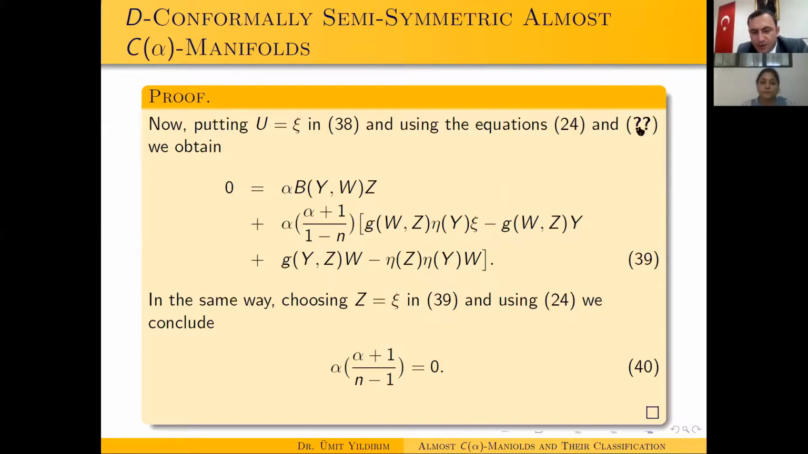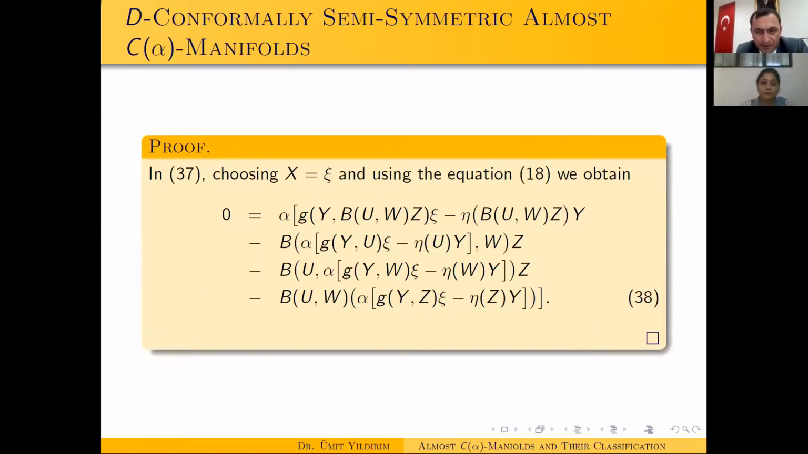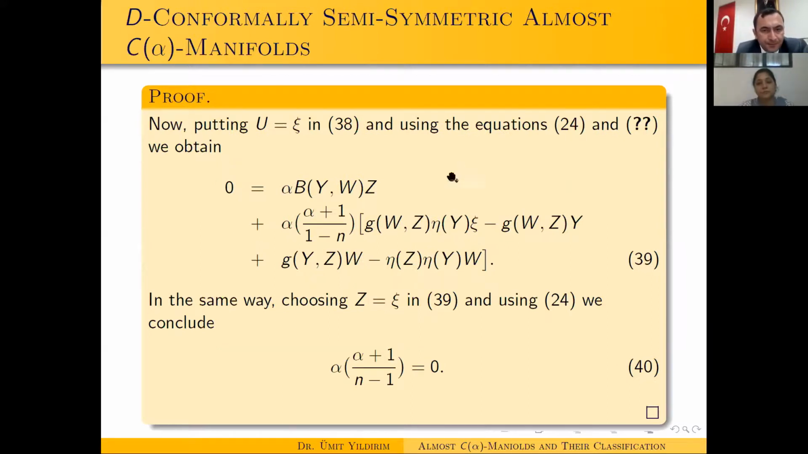This double equation is what we found before. In the same way, choosing Z equal to C and using the equation, we conclude this 40th equation. Very important.